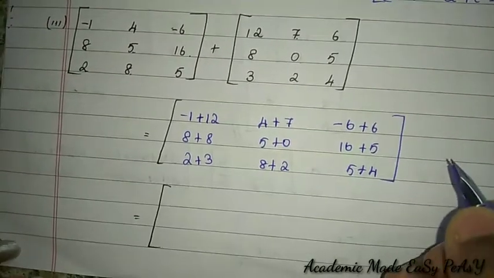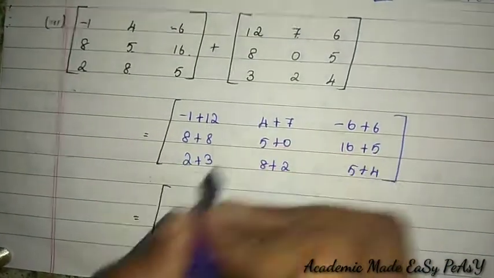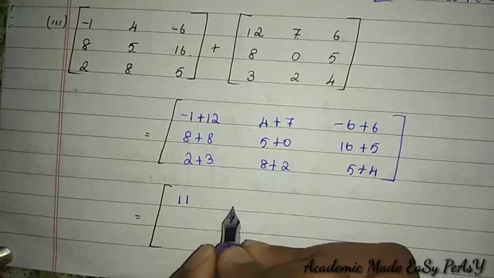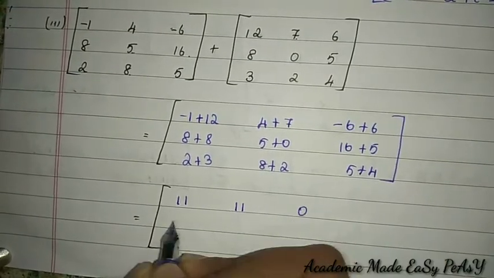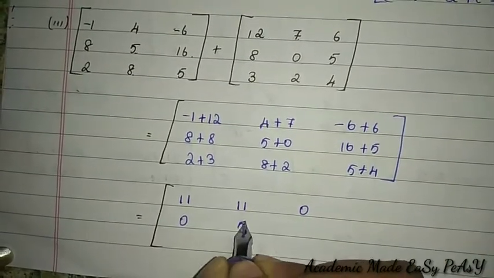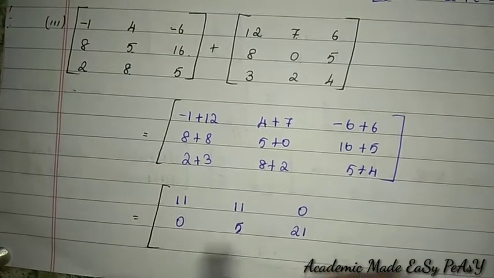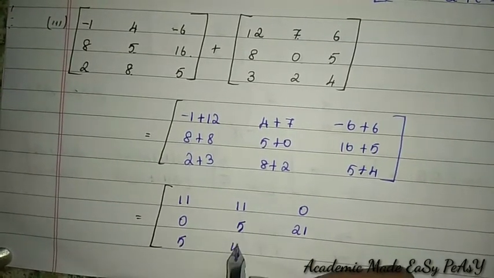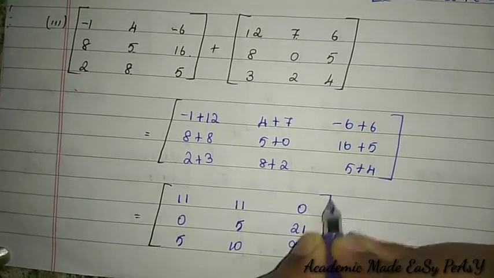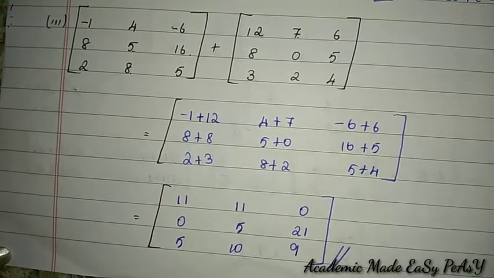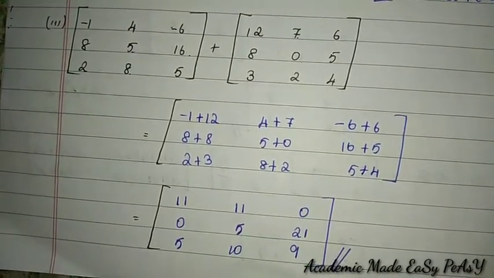So now I will add to get my matrix. So 11, 11, 0, 0, 5, 21, 5, 10, 9. So this is my required matrix.